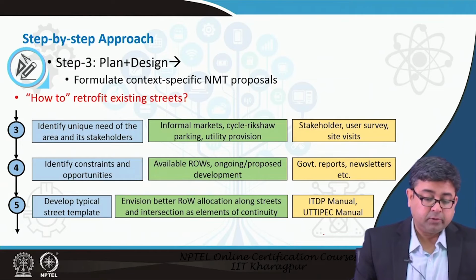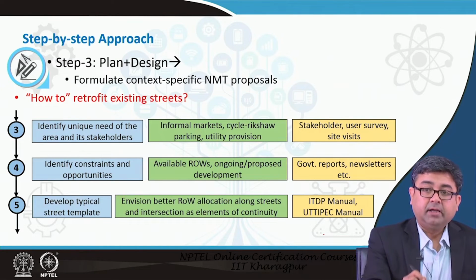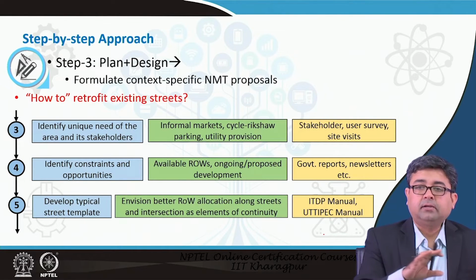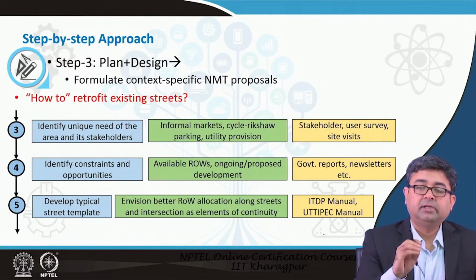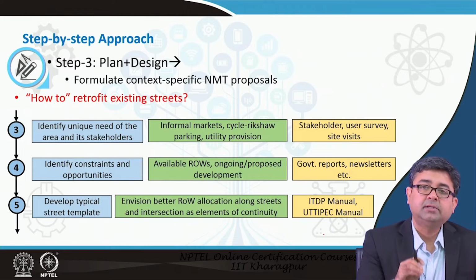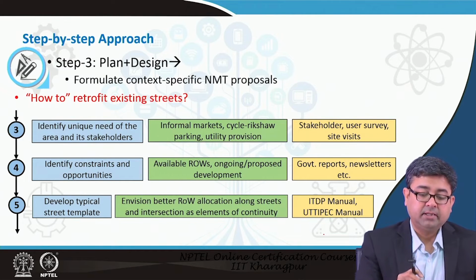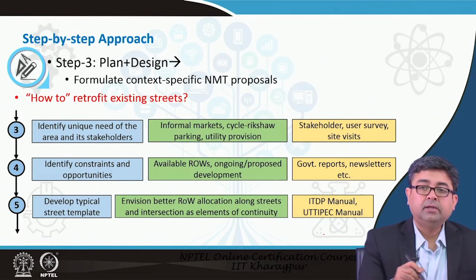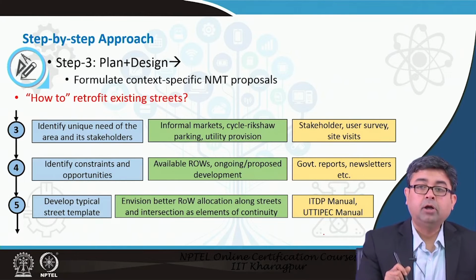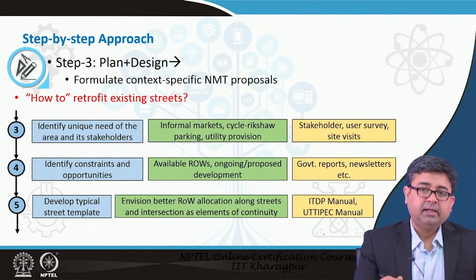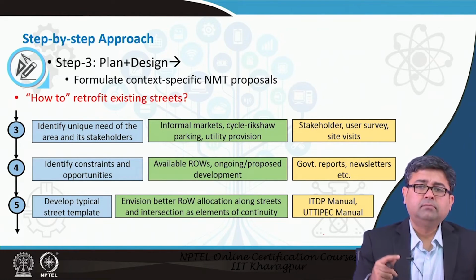The third step would be to identify the unique needs of the area. So, now you know the existing street network, that this street has to be retrofitted with NMT facilities, and here are the gaps in the NMT facilities. Then you have to look at the user needs. Maybe there are a lot of office goers in that area, maybe there are a lot of markets in that area.